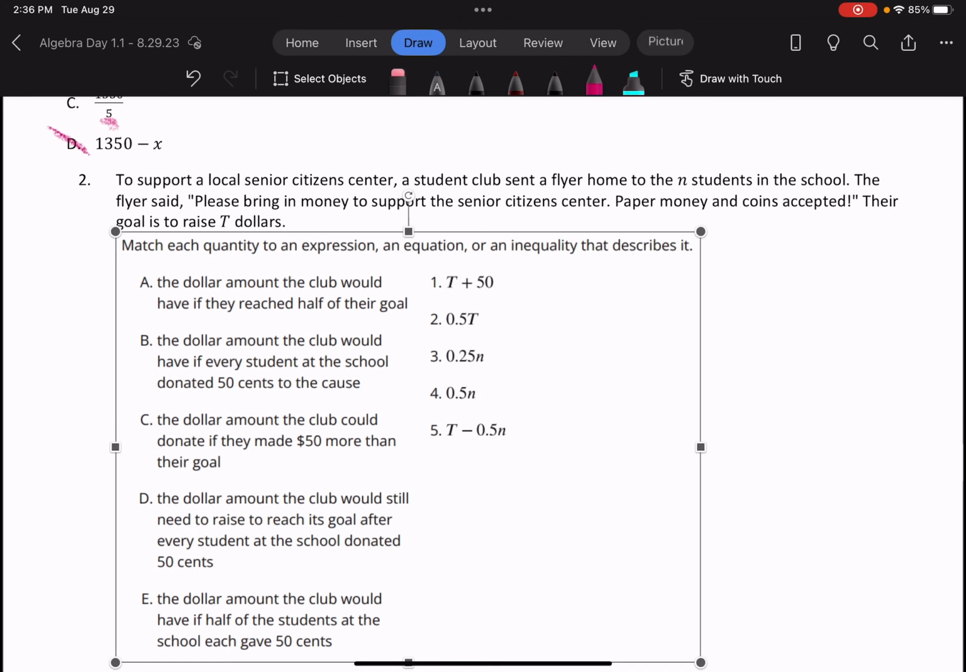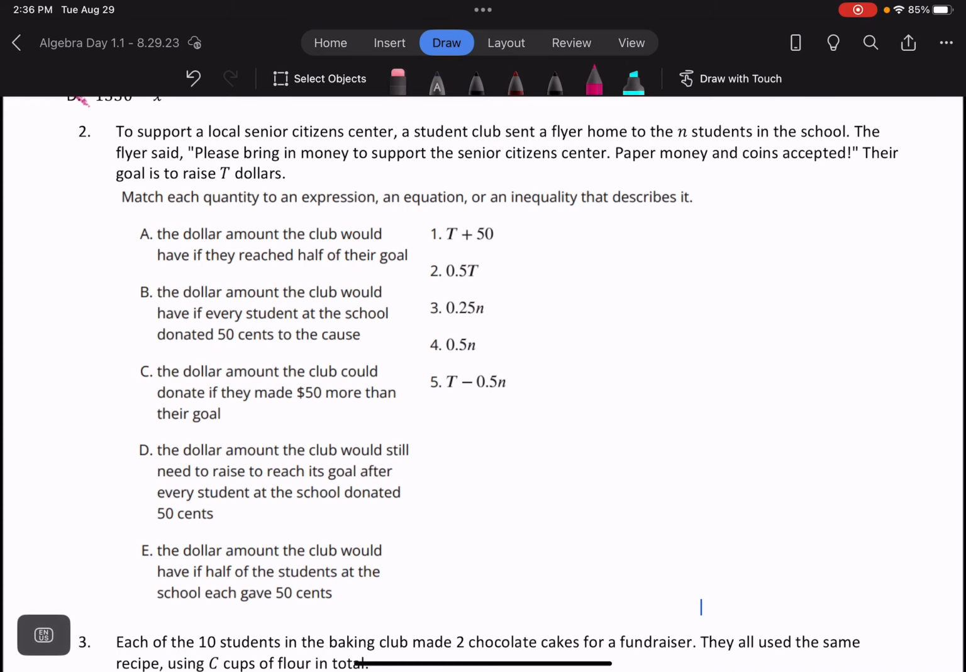All right, number 2. To support a local senior citizen center, a student club sent a flyer home to the N students in school. Remember I told you today that N we often use to represent the number of people in a scenario. The flyer said, please bring in money to support the senior citizen center, paper money and coins accepted. Their goal is to raise T dollars. So T dollars would be the total amount that they hope to raise, the absolute final amount, right?